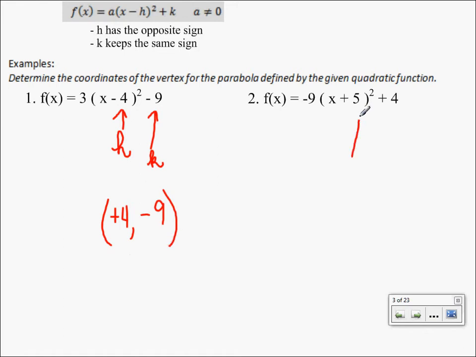For number 2, let's keep in mind that here is h, and here is k. Knowing that h, we're going to have a 5, now we have to think about the sign, it's positive, so as opposite we're going to have a negative, comma, and then just the regular k, which keeps the sign. And that makes the coordinate pair.